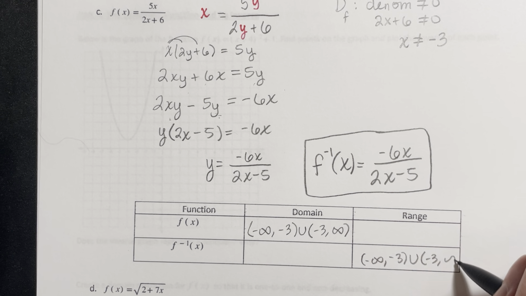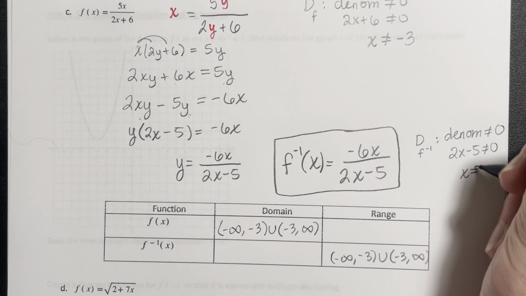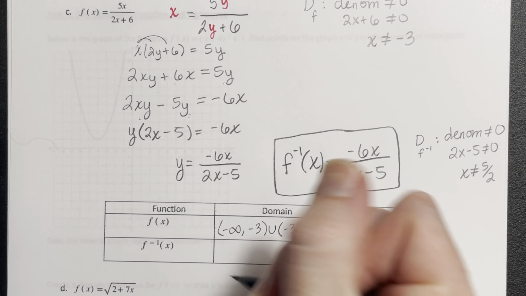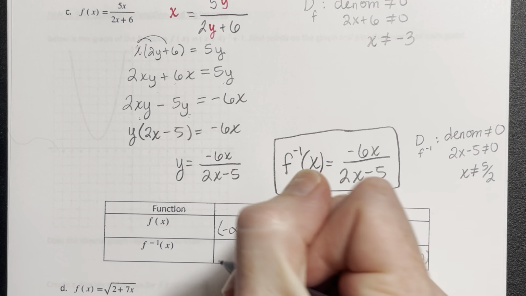and then we can find the domain of the inverse function because its denominator also cannot equal 0. 2x minus 5 cannot equal 0, which we solve into x cannot equal 5/2. So the domain would be -infinity to 5/2, union 5/2 to +infinity. That is the same as the range for the original f of x function.